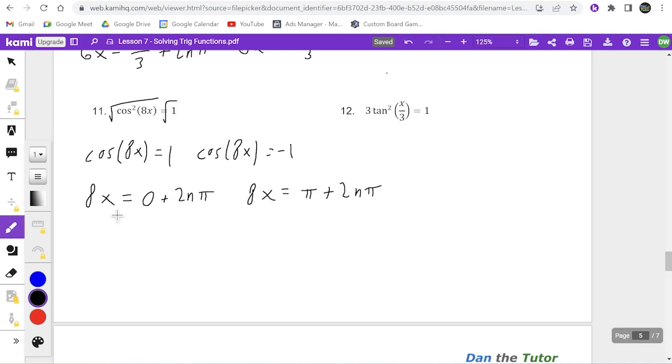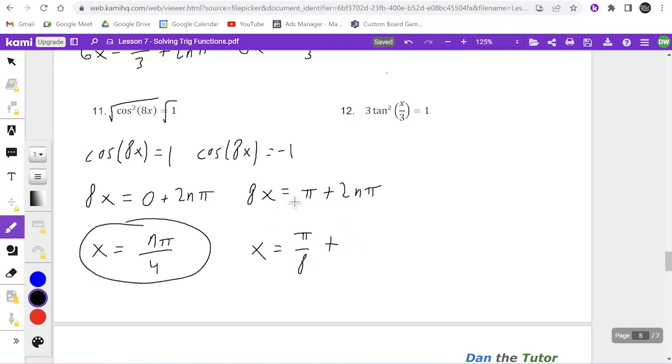Now I just have to divide both sides by 8, and I'll get my two answers. It looks like x is going to be, well, 0 divided by 8, that 0 is just going to go away. And then 2n pi divided by 8, that's going to be n pi over 4. And then for the other one, it's going to be x equals pi over 8 plus 2n pi over 8, which is n pi over 4. So there's my two solutions for number 11.